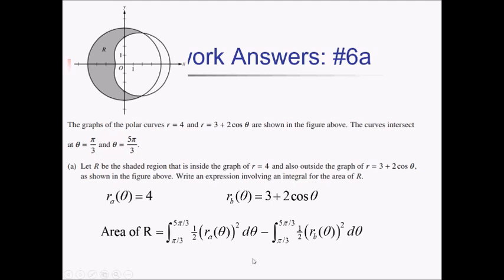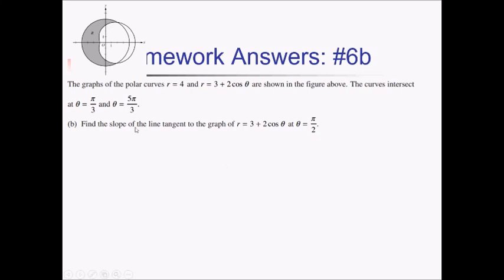On to the next. For this problem part, we want the slope of the line tangent to r equals 3 plus 2 cosine of theta at pi over 2. So basically finding the slope right here on this cardioid. We can see right away just by looking at the picture it's a positive slope and not super steep, probably less than 1. But let's actually find the exact value of this. So to find slope, which involves an x versus a y, we need to express this r function parametrically in terms of x and y. So I'm going to start by writing x of theta, a formula for that.